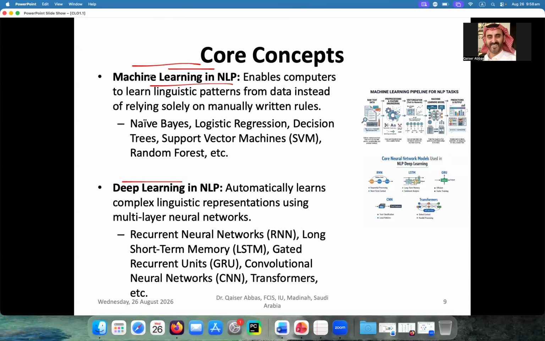So here, in machine learning, you will have some models through which you can make your machines able to learn linguistic patterns from data instead of relying on manually written rules, which means that you don't have to write if this will happen, then this; if this condition will hold, then this. You don't have to write manual rules. There are machine learning models that can learn things automatically from your data, even from your raw data, and then predict things accordingly. What are the different models?